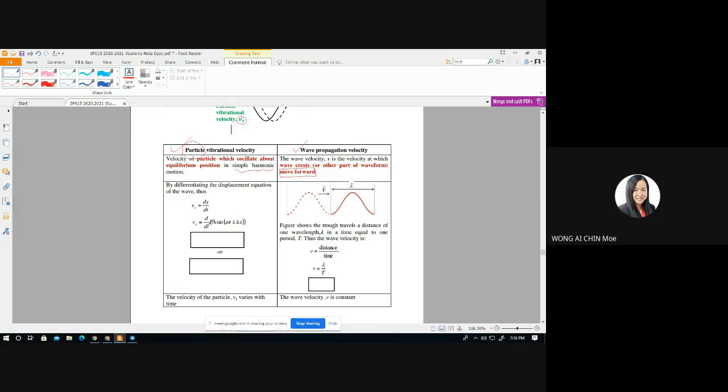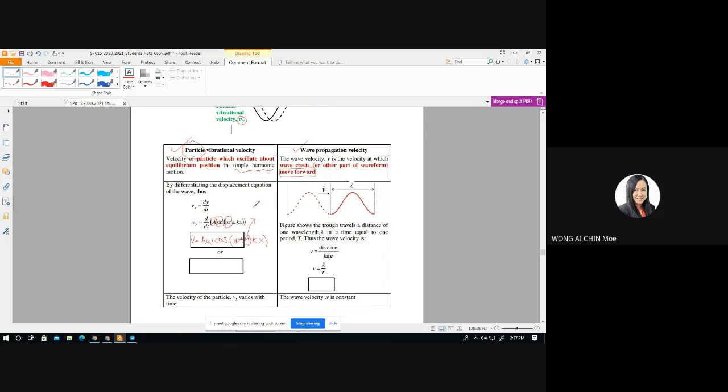So first, if you differentiate A, you will get A, because A is a constant value. You differentiate omega t, you will get omega. You differentiate sine, you will get cos. So the equation is V equals A omega cos, and then we copy back omega t plus minus kx. Again, plus minus, we need to refer back to the wave propagation's direction.